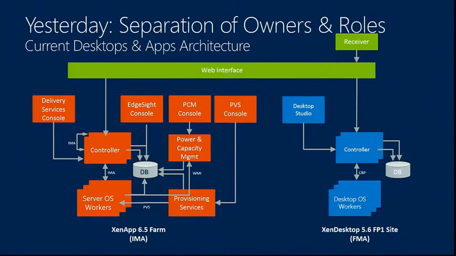Same thing applies over on the Zen Desktop side. On the right with the blue rectangles, you can see we have a difference in terms of console, and a difference in terms of an agent, something called the VDA, or Virtual Desktop Agent. If you also look at something really interesting, both of these architectures have a separate SQL database every single time. If you look at XenApp 6.5, you need a SQL database for Edge Site, for Power Capacity Management, for PVS, for just about everything. Same thing applies for Zen Desktop 5.6.